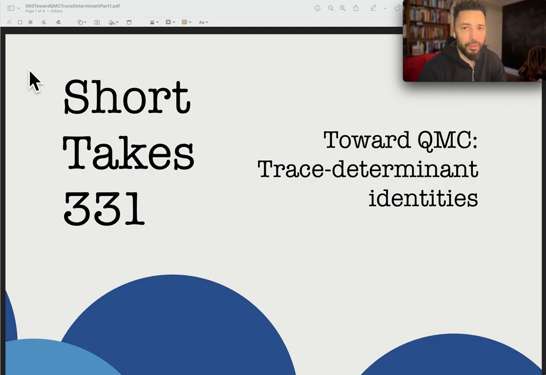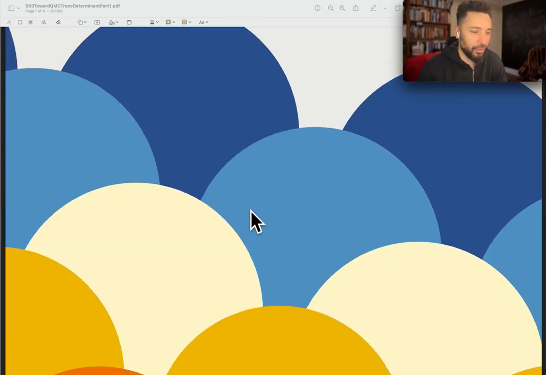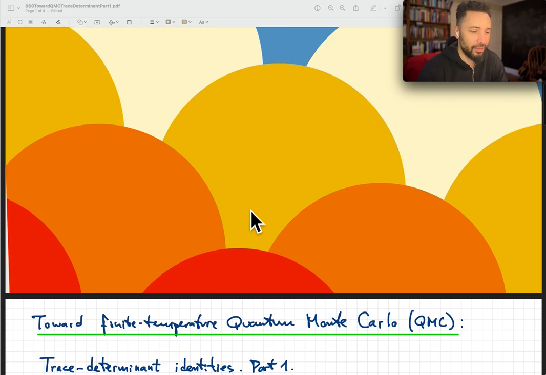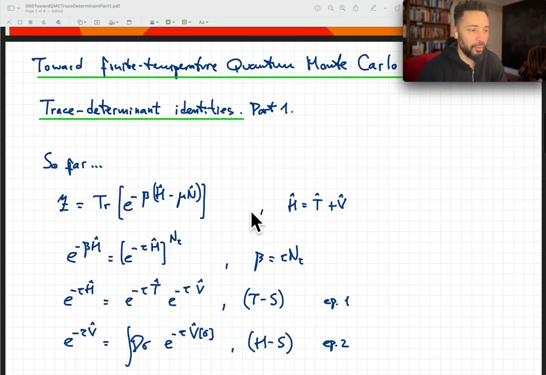Today we continue to build towards quantum Monte Carlo, and I want to tell you about something called the trace-determinant identity. In fact there are several of those, so we're going to talk about these in this part today, and there's going to be a second part and maybe even a third part.